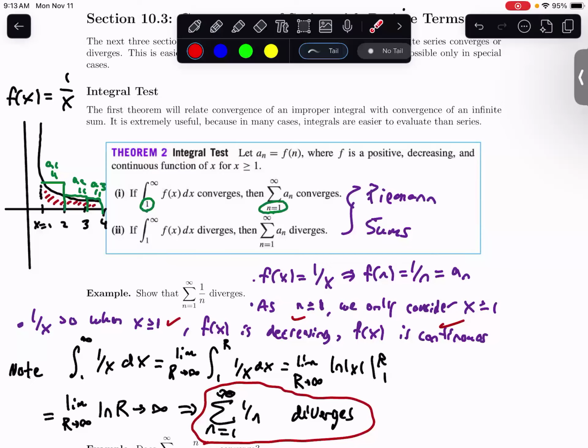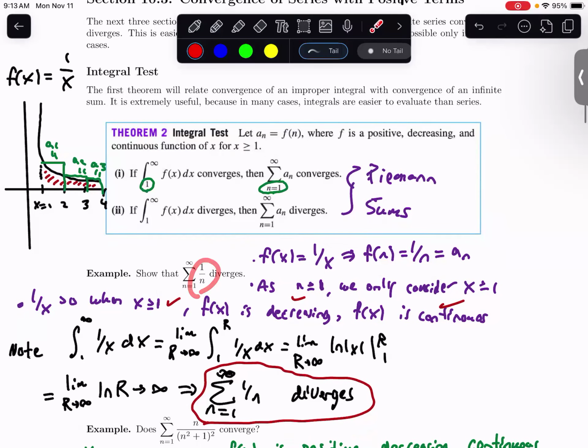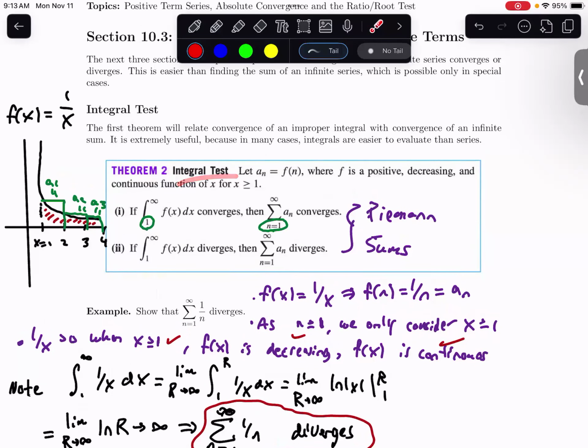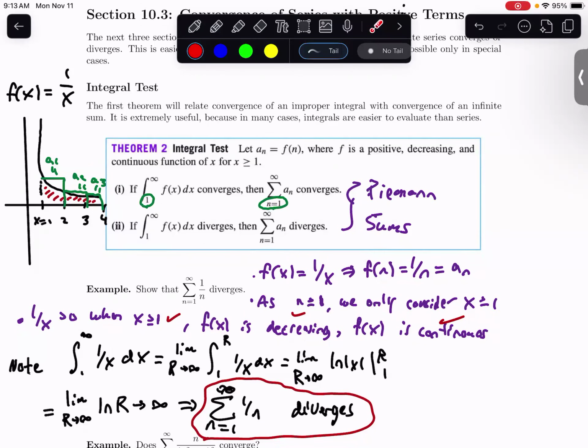In particular, usually you want to do it when you have 1 over n or 1 over n squared or something like that. If none of the other really nice tests that we'll learn later on apply, you want to use the integral test. That's kind of how I think about things.